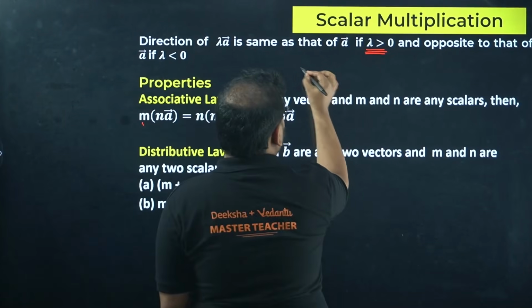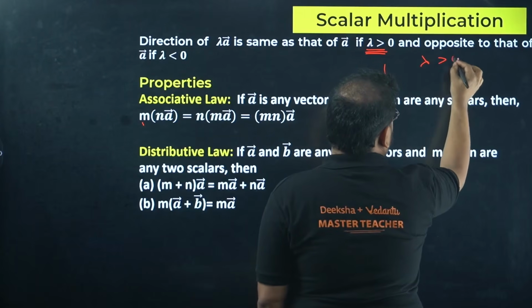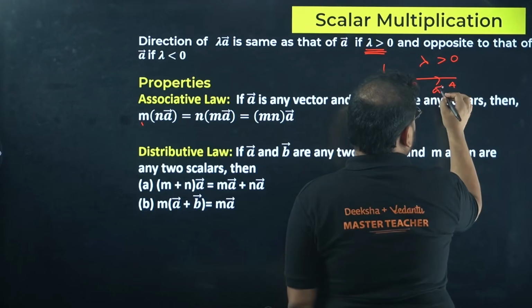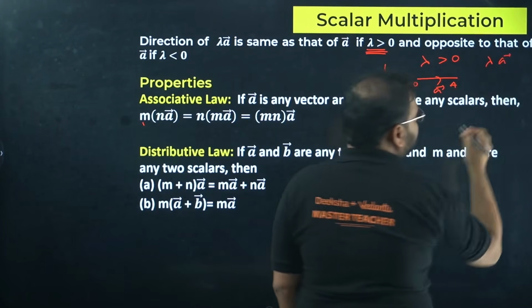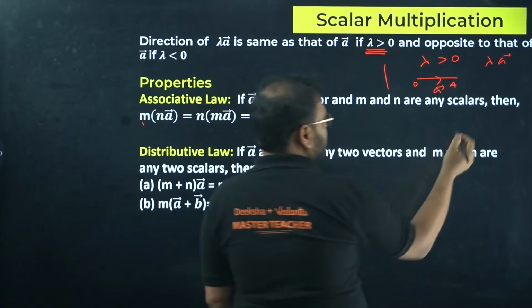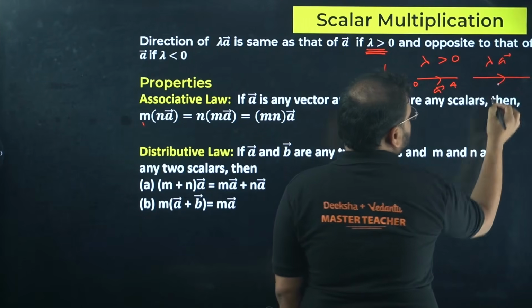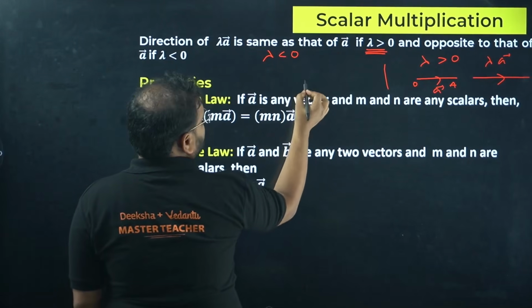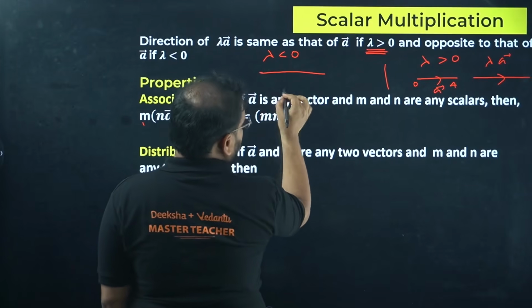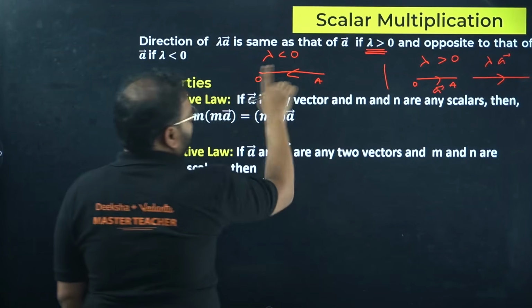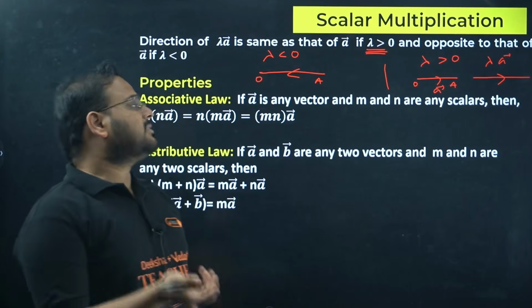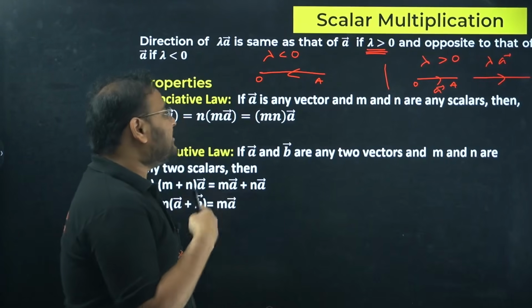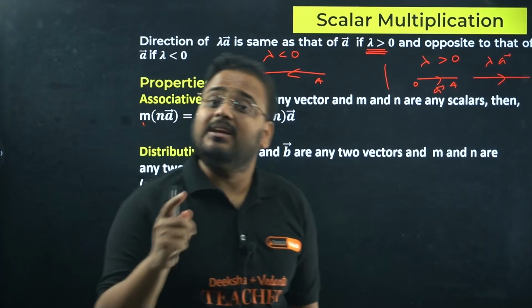Let's say lambda is more than 0 and this is my vector OA. Then lambda A will be of a different length. If lambda is 2, the length becomes 2 times, but the direction remains the same. But if lambda is less than 0, then if OA was that, you'll get this as actually AO. The direction will change. Depending upon the sign of the scalar you're multiplying to the vector, the direction sense of the vector will be affected.